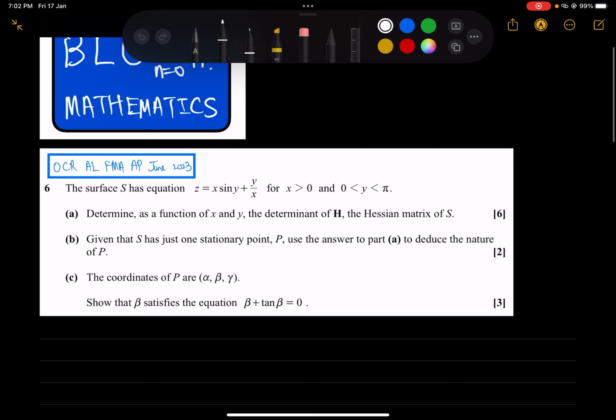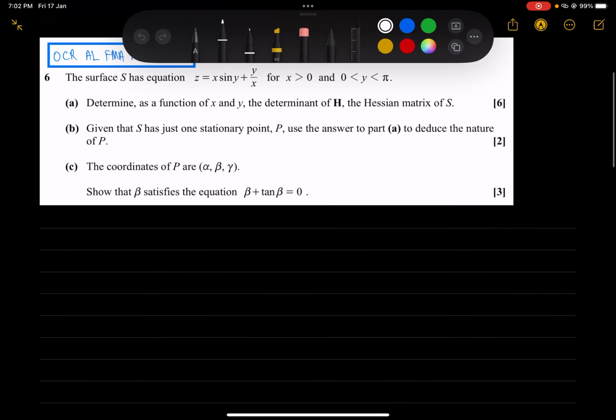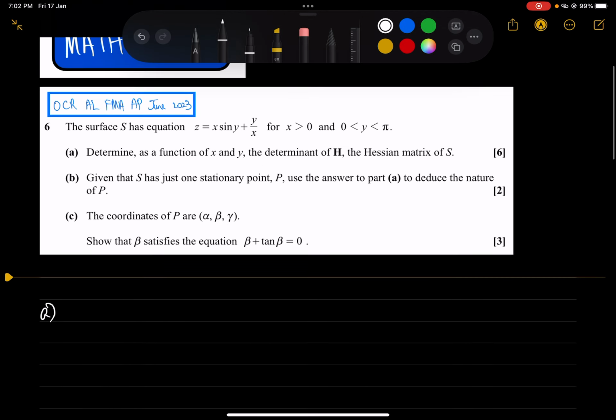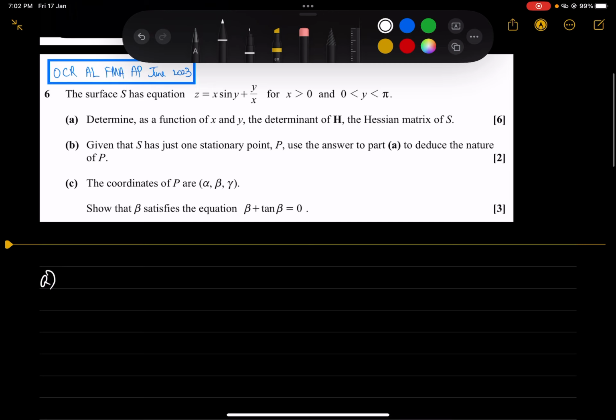So part A wants us to determine the Hessian matrix. So we need the second derivatives, the partial derivatives, of course. So we'll need the first order derivatives. So ∂z/∂x is just sine y plus minus y over x squared. Also ∂z/∂y is x cosine y plus 1 over x.